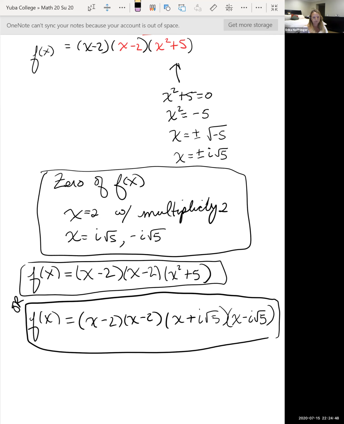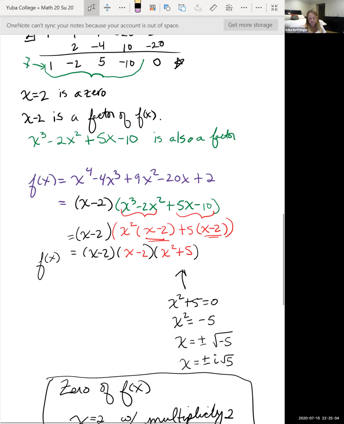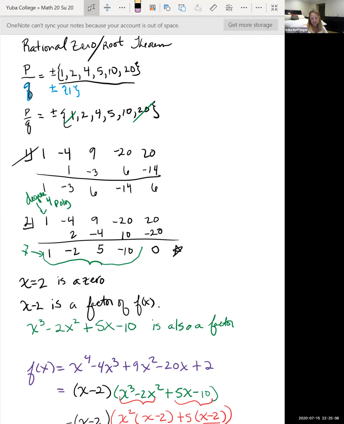So, a question about the upper bound and lower bound on the test problems. I wouldn't give you a problem where you have to know the upper bound and lower bound theorem, but basically what the upper bound theorem says is, when you're doing your synthetic division, look at this bottom row.